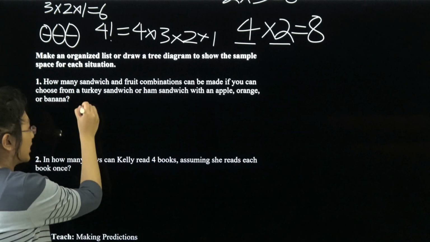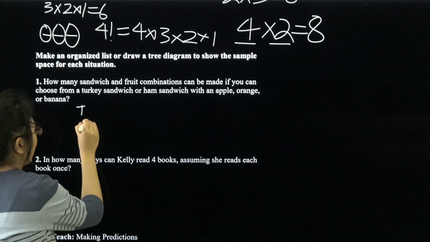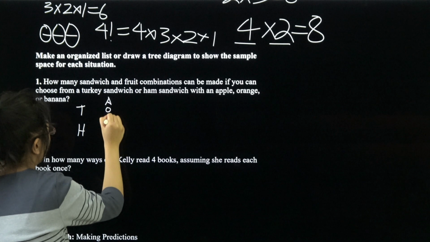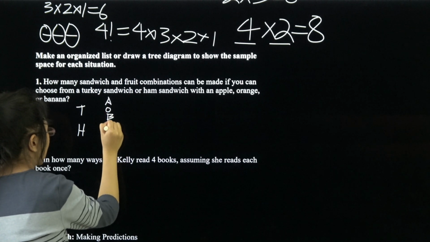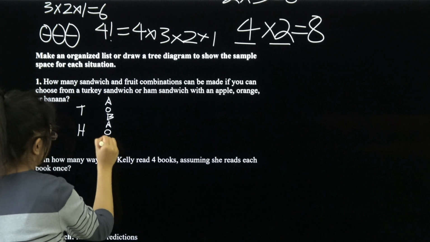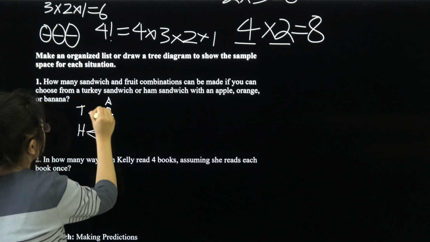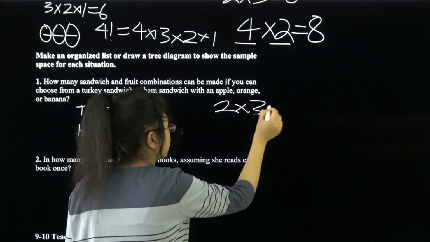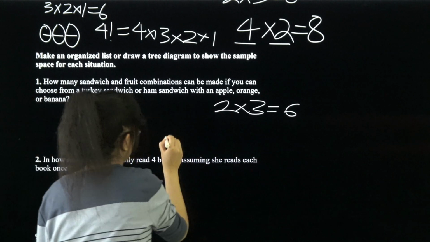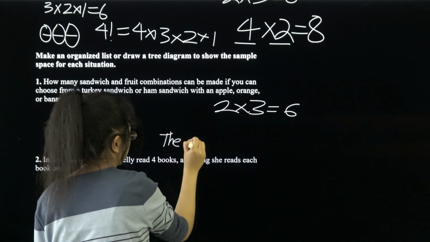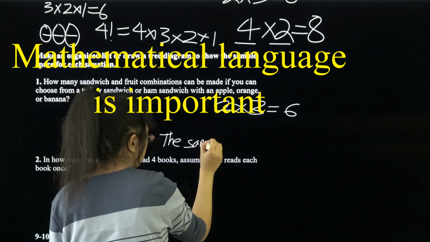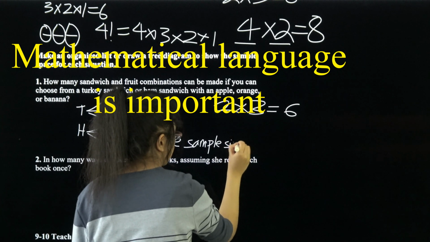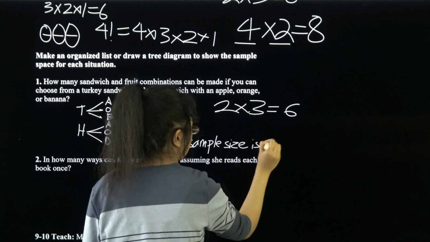So for this one, you can draw a tree diagram. So then there's turkey and ham. And then there's apple, orange, and banana. Apple, orange, banana. That is 6 combinations. You can also just put 2 times 3. The sample size is 6.